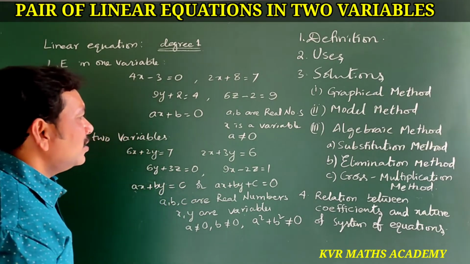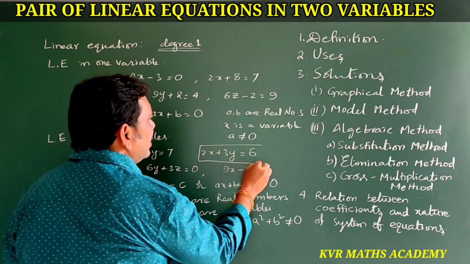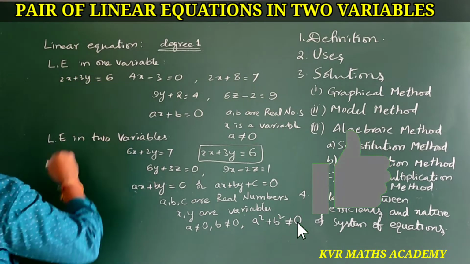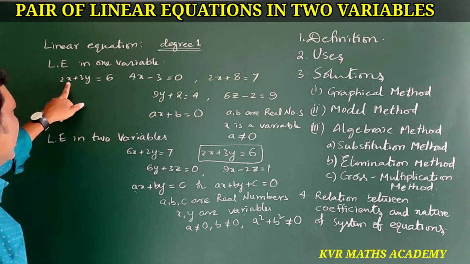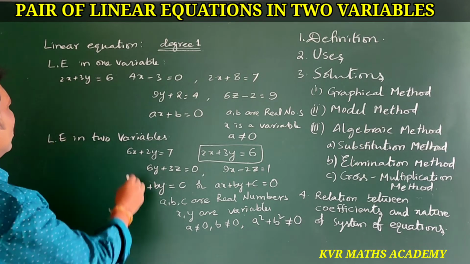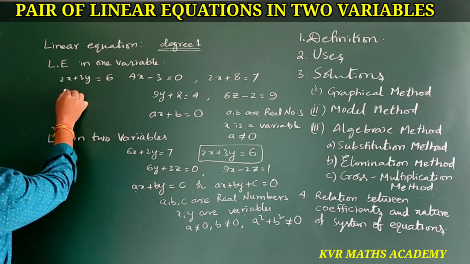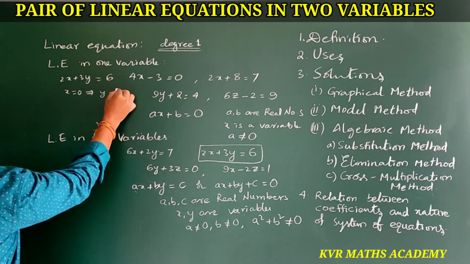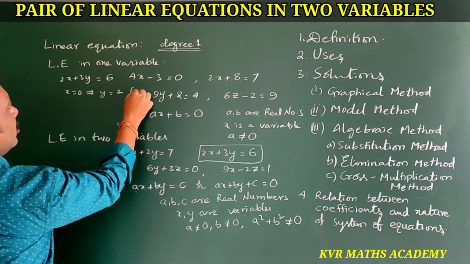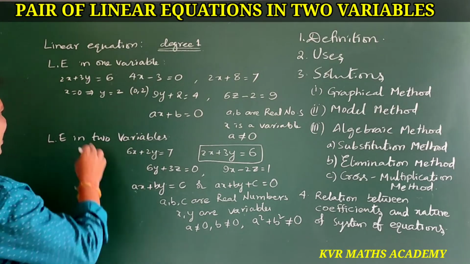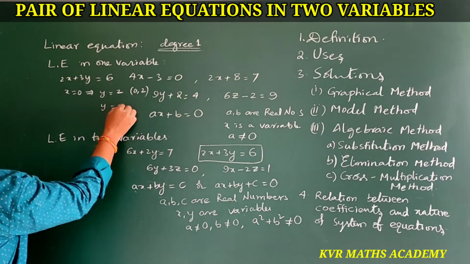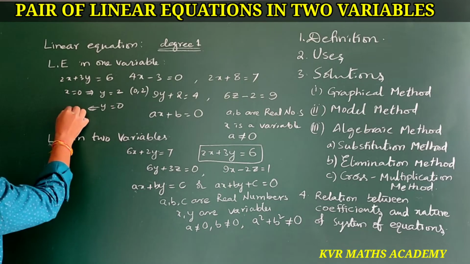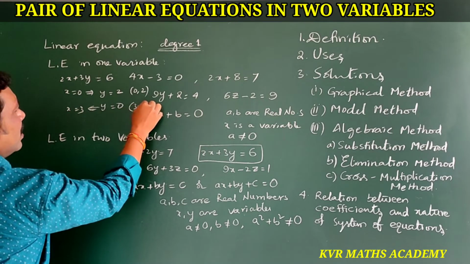Let us see. Suppose here I am taking 2x plus 3y is equal to 6. If you substitute x is equal to 0, then y is equal to how much? 3y is equal to 6, y is equal to 2. So the point will be (0, 2). Isn't it? Next, in the same way, suppose we take y is equal to 0. That implies x will be how much? 2x is equal to 6 means x is equal to 3. So this point will be (3, 0).